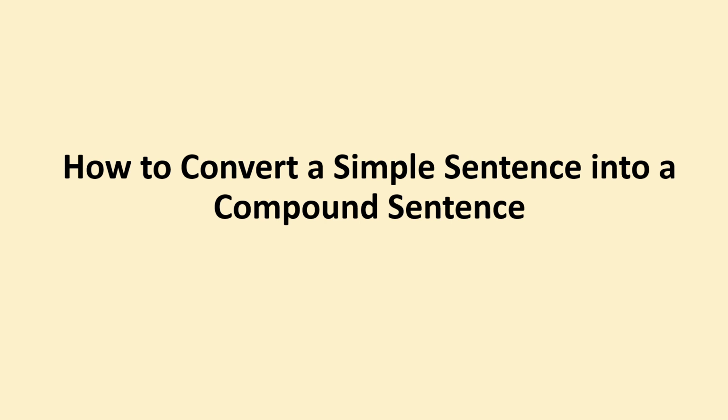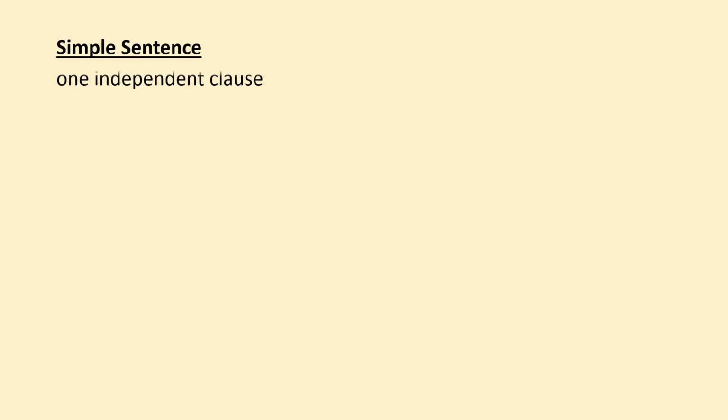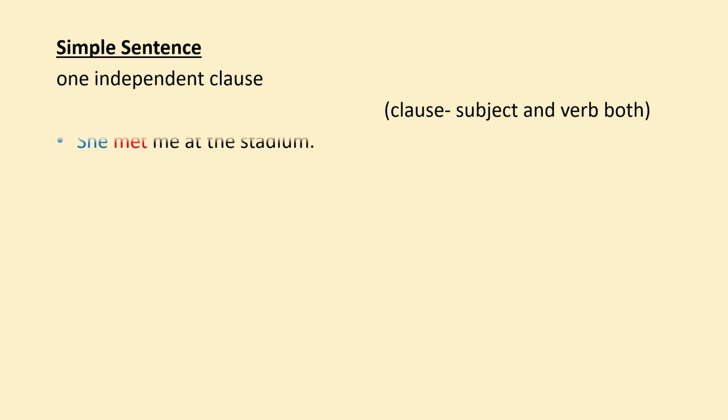Hello everyone. Today we will see how to convert a simple sentence into a compound sentence. A simple sentence has one independent clause. What does an independent clause mean? It means it has a subject and a verb both. A clause always has both a subject and a verb.